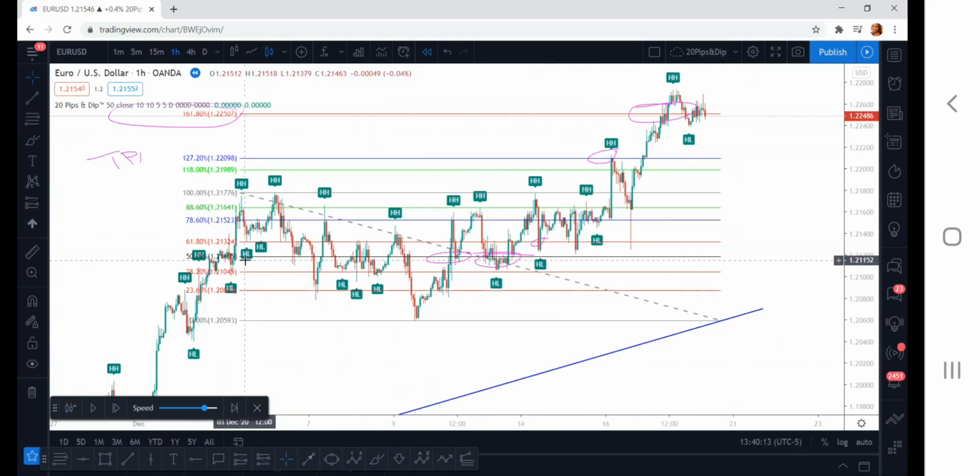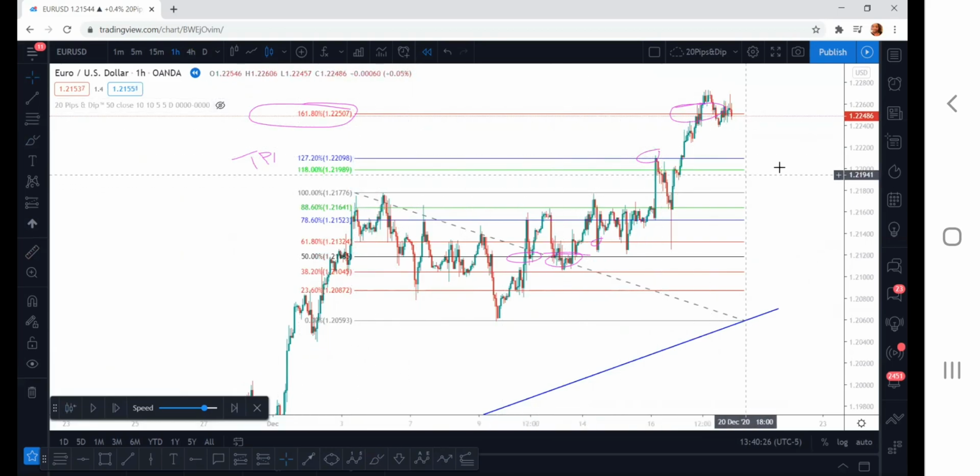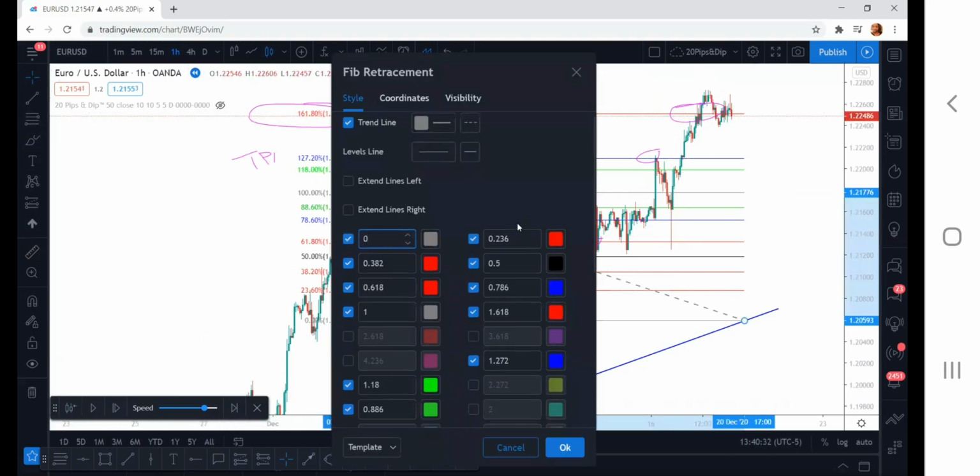All right, so hopefully the color code makes sense. Red to red, blue to blue for TP, and green to green. It's really simple. The key here is just drawing the fibs appropriately so that you can see how to do that. And I'm going to show you the fib settings one more time.